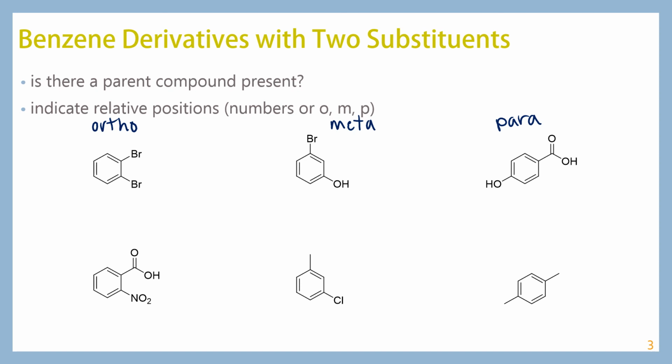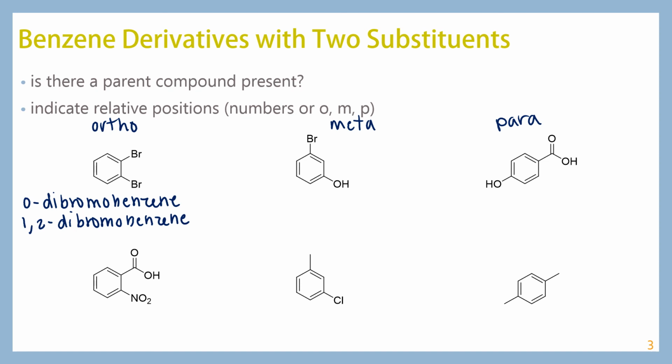Now in this first compound, we don't have a parent compound present. We just have two bromine substituents. So when you have two of the same substituent, remember you have to use a prefix to indicate that. So we're going to call this dibromobenzene. However, we also have to indicate their relative position to each other, because two bromines could be ortho, meta, or para to each other. So we can call this o-dibromobenzene, or you can spell out ortho, or you can call it 1,2-dibromobenzene. Either way would be correct.